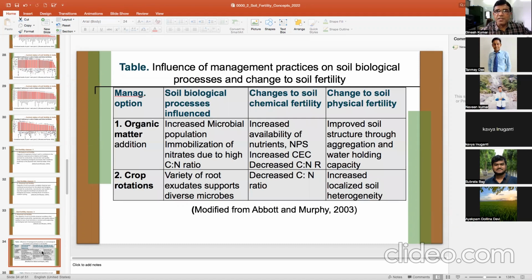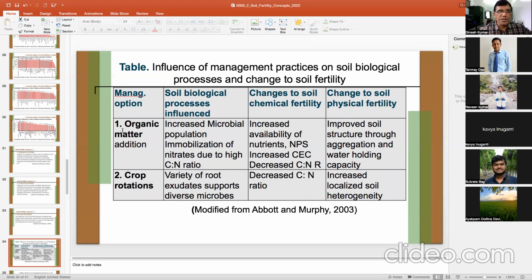Now you can see the influence of management practices on soil biological processes and change to soil fertility. It means a number of operations and agricultural practices are there. How these crop management practices will affect the soil biological processes, and in the end, how they will change the soil fertility. So you can see there are 5-6 points here.